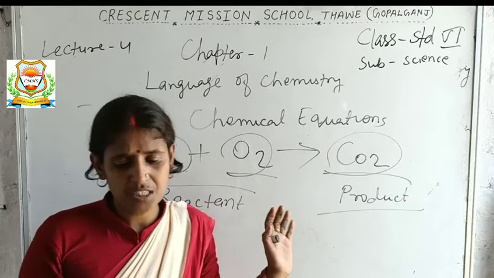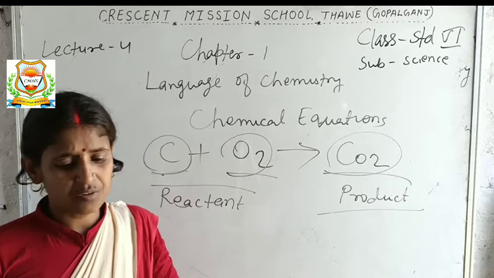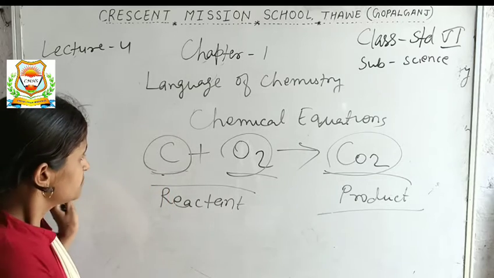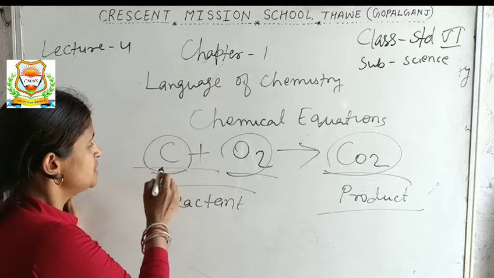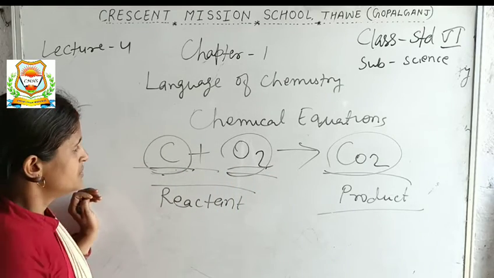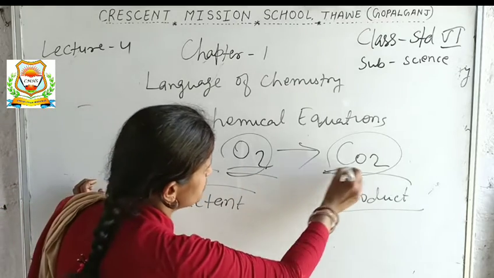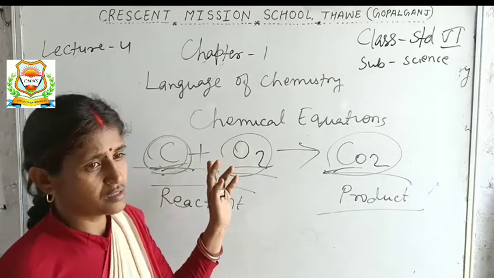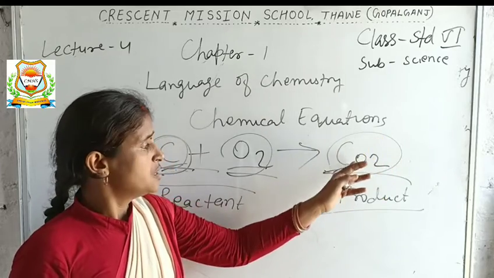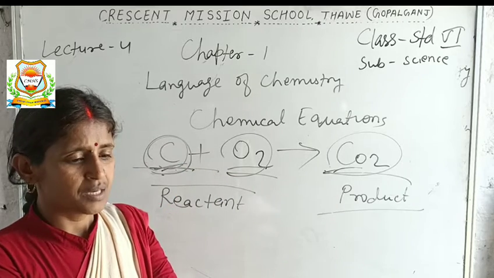The number of atoms of each element on the reactant side must be the same as that on the product side. An equation satisfying this rule is called a balanced chemical equation. Suppose that in this equation we have carbon C and oxygen O2. Before the reaction, the number of carbon atoms is 1. After the reaction also the number of carbon atoms is 1. Before the reaction the number of oxygen atoms is 2, and after the reaction the number of oxygen atoms is also 2. So this is a balanced chemical equation.